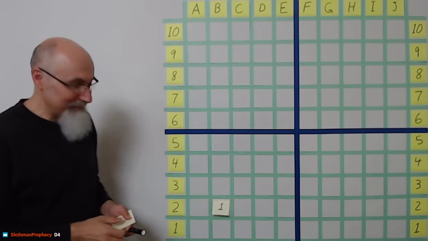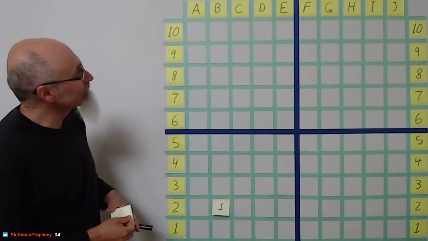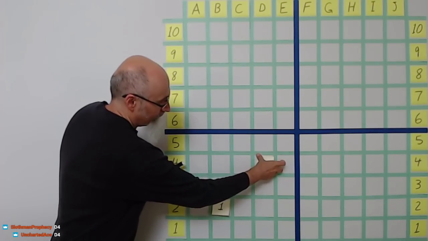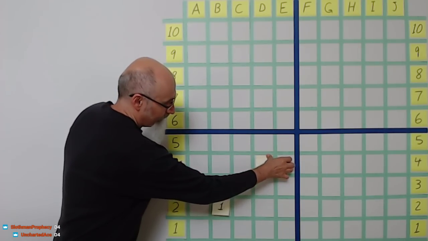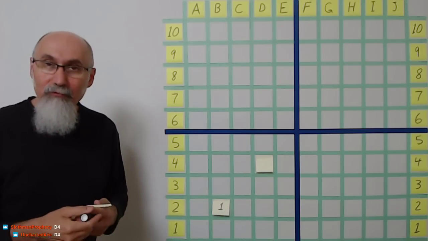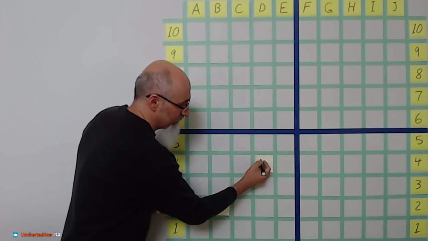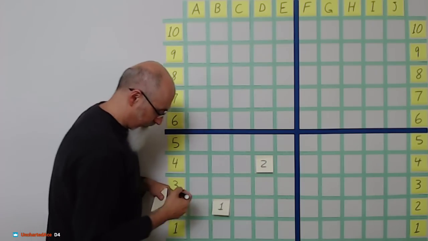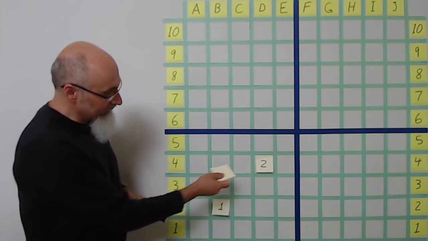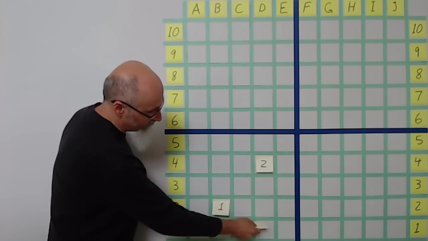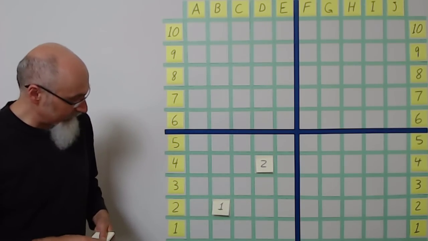Super good. D4. D4. Number two. And if you got a series of movements you want to do, lay them down. So this is number two. So if we're going to stay within the grid, number three can be here. Number three can be here. Those are the only two choices if we're going to stay within the grid.